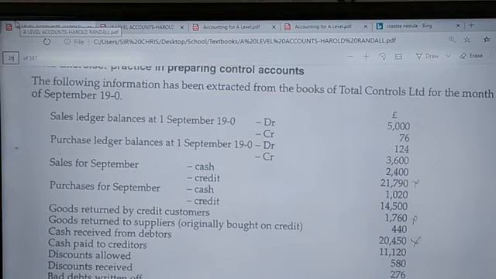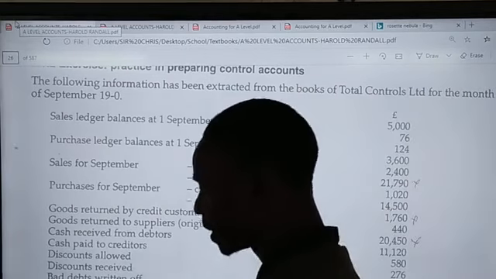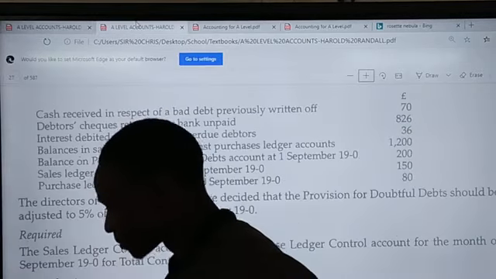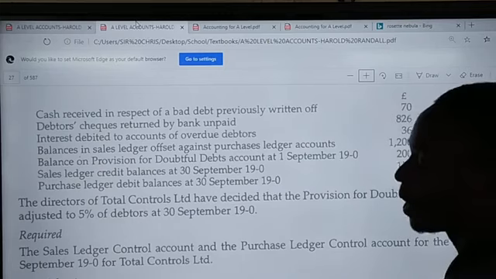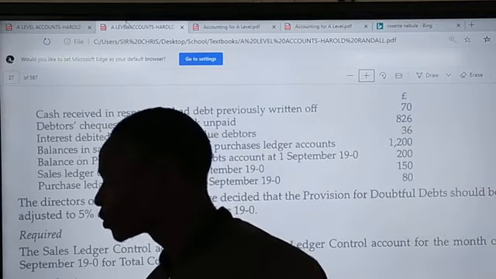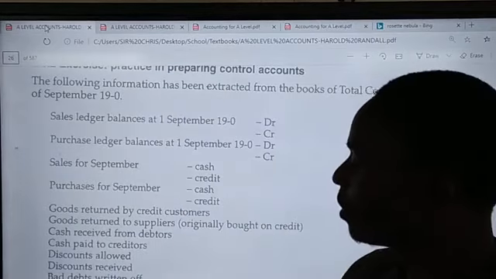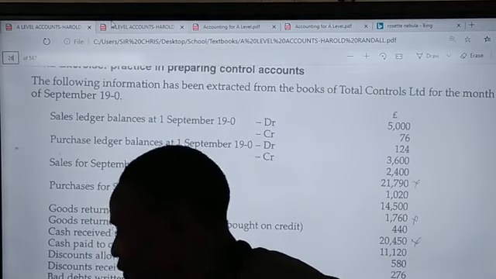Okay. So this is part of the question. As you can see, then continuation. This is the continuation of the same question. Then you can see the required. They want us to prepare the sales ledger control account and the purchases ledger control account, which is the receivables control and the trade payables control account. So this is the question starting from here.